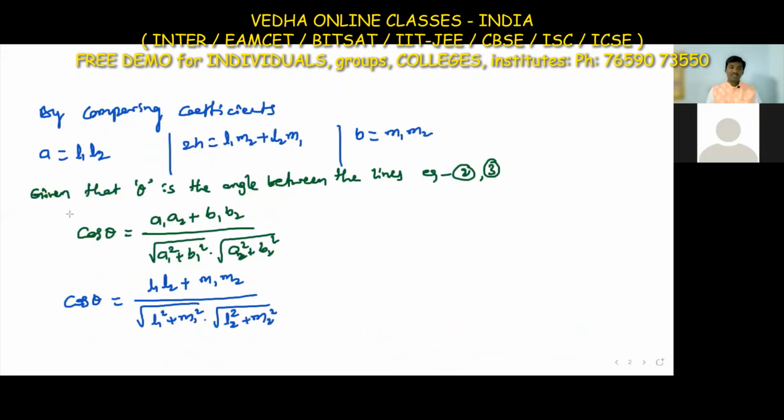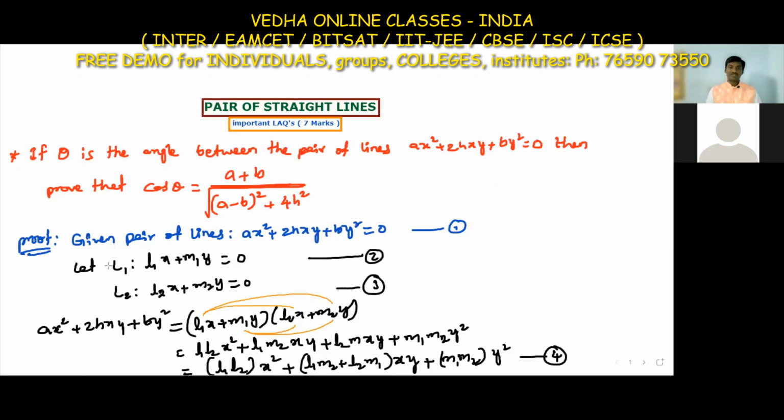One more important thing is a formula: A1 A2 plus B1 B2 divided by under root of A1 square plus B1 square into root of A2 square plus B2 square is the formula for finding the angle between two straight lines. Here, considering L1 and L2: L1 x plus M1 y is equal to 0 and L2 x plus M2 y is equal to 0. After that, equating the pair of lines with the product of the two lines. All these are the important steps in this.